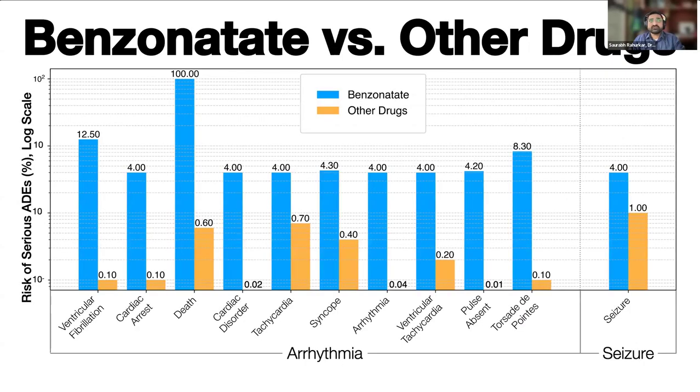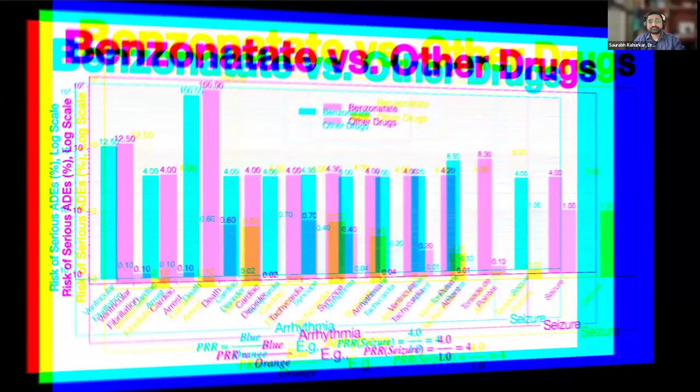So this is what that looks like. What we're looking at is the relative frequencies, blue for benzonatate and orange for other drugs. And there's quite a few we're looking at here. But what I'm trying to get at with this slide is how we're getting the PRR, which is the blue by orange. So for example, for seizures, we're looking at 4 by 1, with a PRR of 4, which tells us that seizures due to benzonatate are 4 times as likely compared to seizures due to other drugs in FAERS.